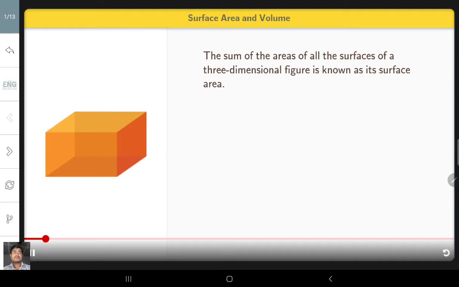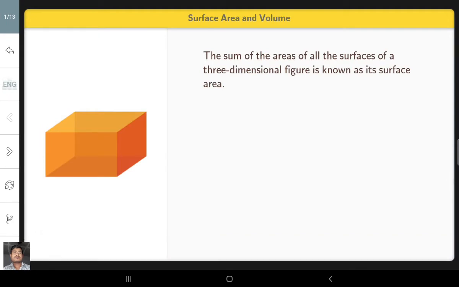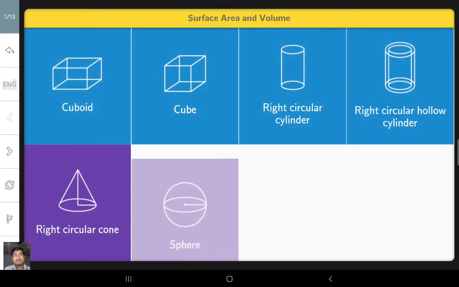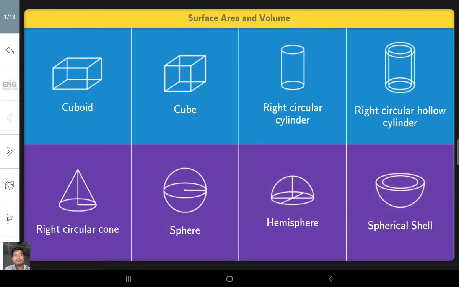The sum of the areas of all the surfaces of a three-dimensional figure is known as its surface area. The surface area is measured in square units, like centimeter square and meter square. The space enclosed by a three-dimensional figure is known as volume. Volume is measured in cubic units, like centimeter cube and meter cube. Tap any of these three-dimensional objects to know their surface areas and volumes.